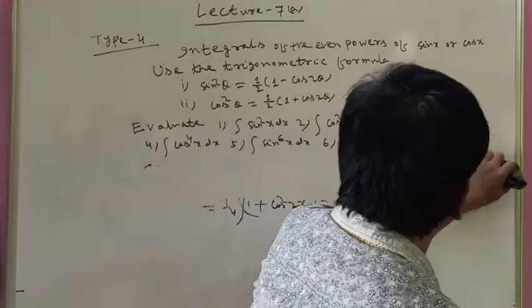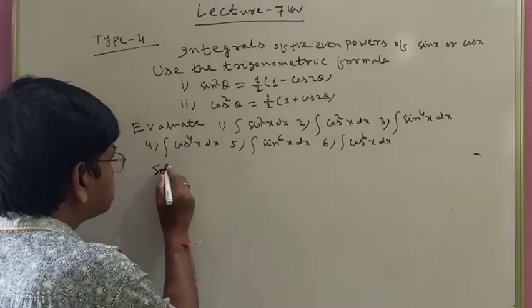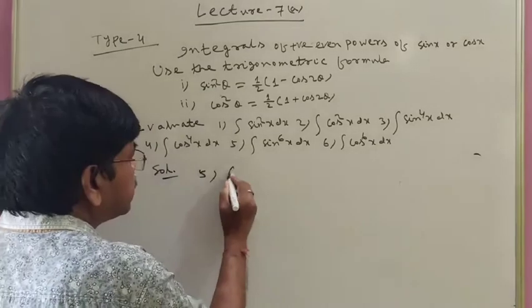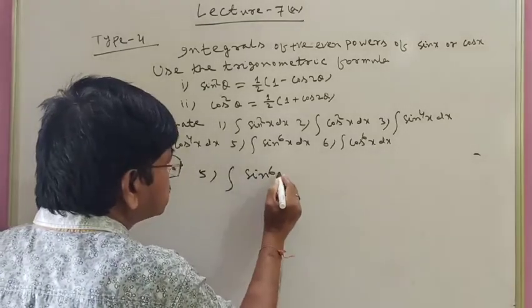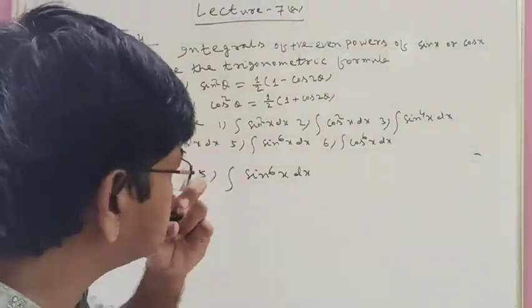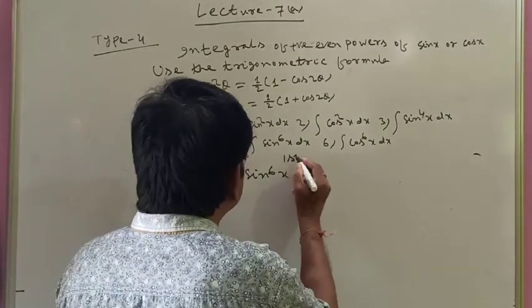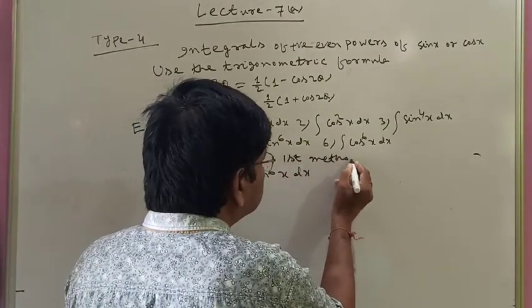Let us switch over to number 5. Number 5 is the integration of sin to the power 6x. You can do this by two methods. So let us discuss the first method.